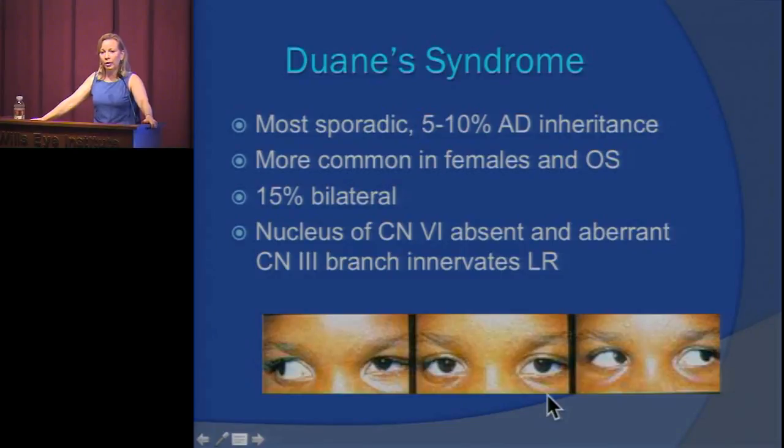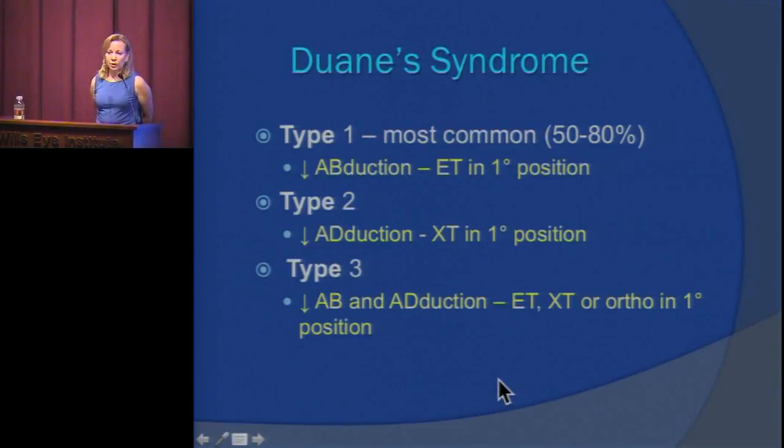And you can get aberrant branches of third cranial nerve innervating the lateral rectus muscle. And here again showing a decreased adduction, normal abduction, and that's a type 1. So there's 3 types of Duane syndrome. Type 1 is the most common. It occurs in about 50% to 80% of Duane syndrome patients. That's where there's decreased abduction and frequent esotropia in primary position.